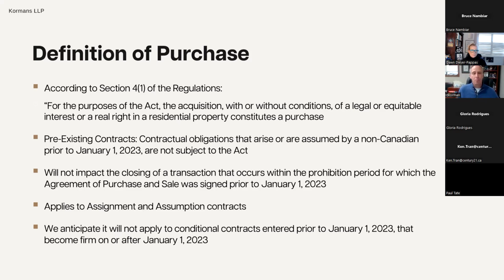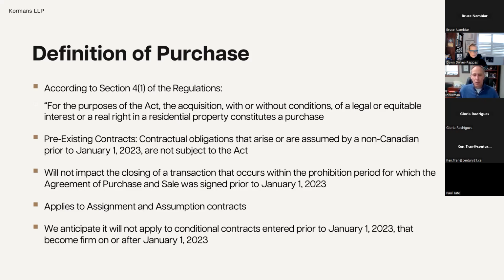Okay. But anything that's signed after January 1, 2023 is obviously going to be caught by this act. It will apply to assignments and assumption of contracts. Okay. But, you know, conditional contract was sort of the gray area. Like, what if someone entered into a contract prior to January 1 of this year, but it was conditional till some point after January 1, doesn't become firm until afterwards.